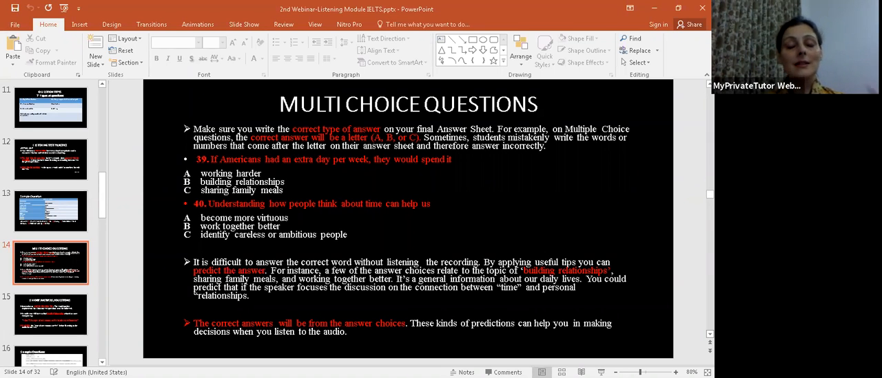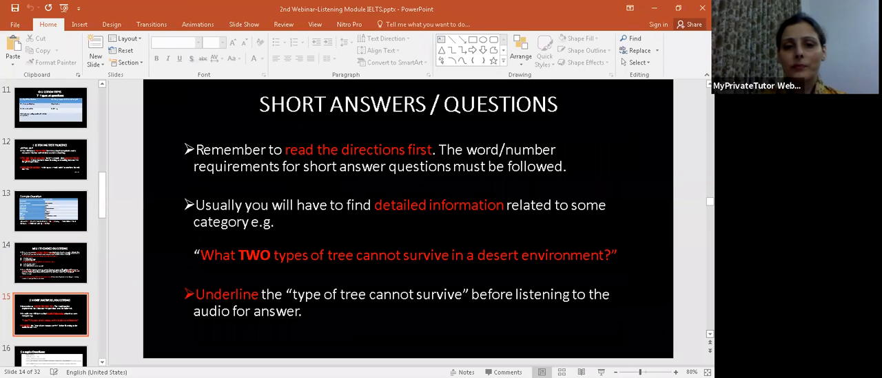But your answers are going to be chosen from these options. These kinds of predictions can help you in making decisions when you listen to the audio. When you predict all this, that enhances your skills. But whatever you predicted can't be written over there; it's going to be chosen from the given options. So this is a focus point on attempting multiple choice questions.